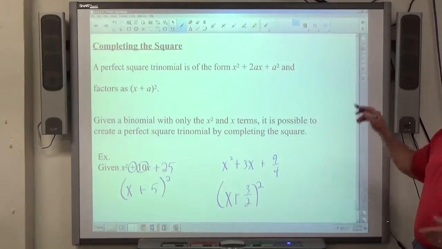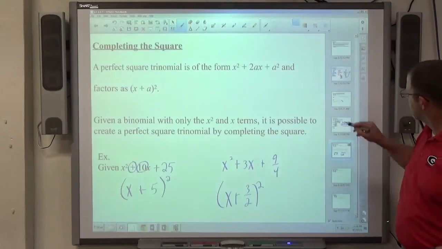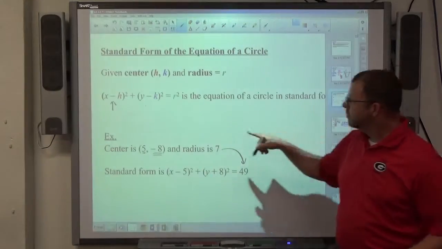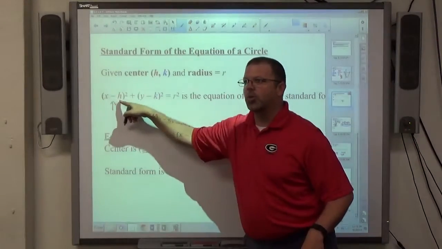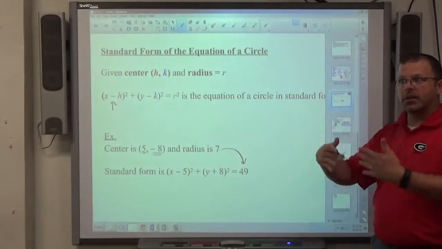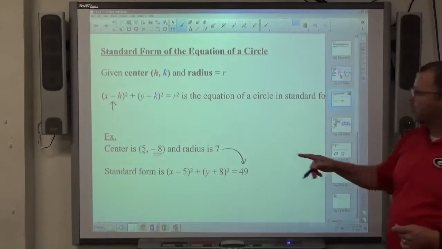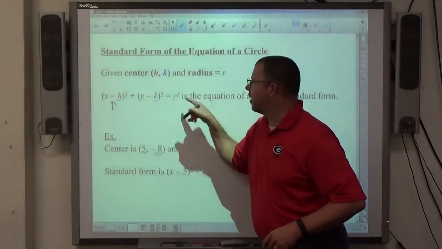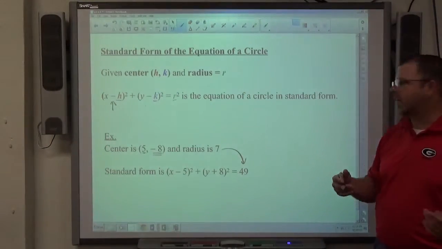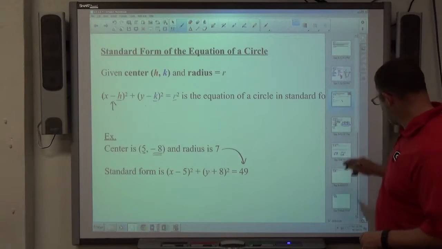Looking back at the equation of a circle, notice they have that structure, that binomial squared structure. So again, it's a way of creating a standard form of the equation of a circle so that we can identify very easily the center and radius of the circle that would allow us to then graph that circle. So that's kind of where we're going with this.